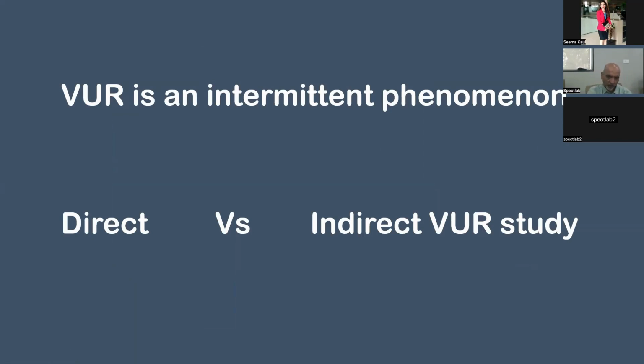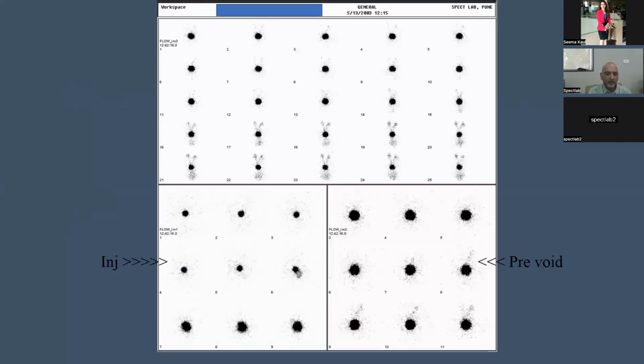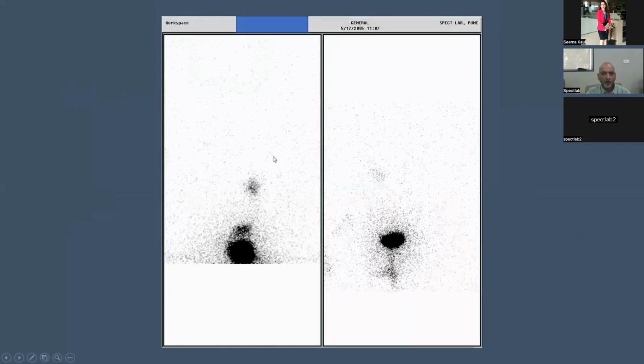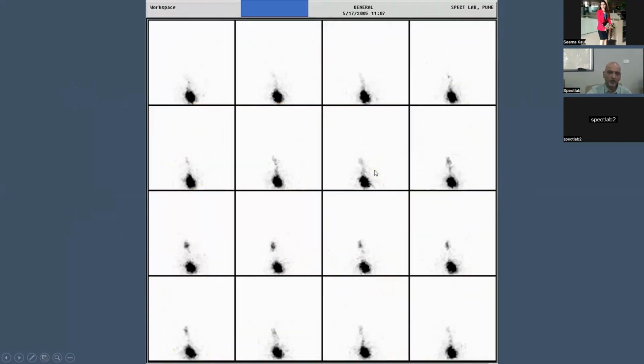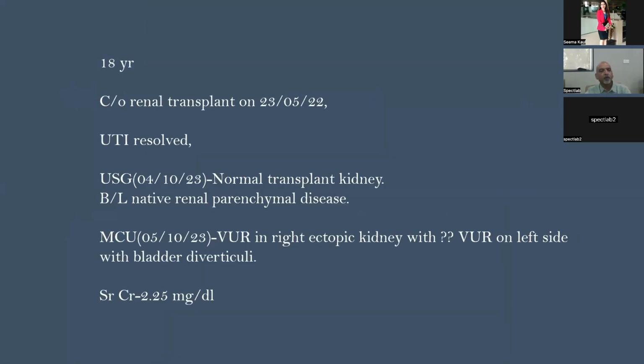VUR, as you all know, is intermittent, and sometimes one negative study does not necessarily rule it out, as seen in this patient. You can see here in one part of the dynamic study, it's showing reflux on the right side. In yet another part of the dynamic study it is showing on the left side. So this was bilateral vesicoureteric reflux, intermittently seen.